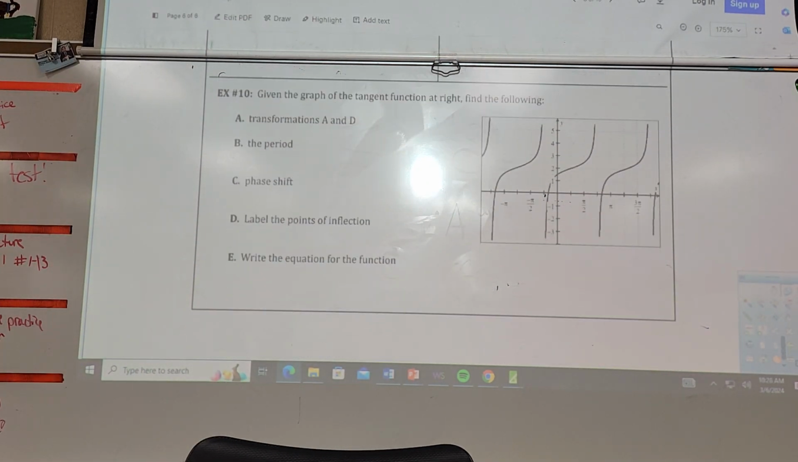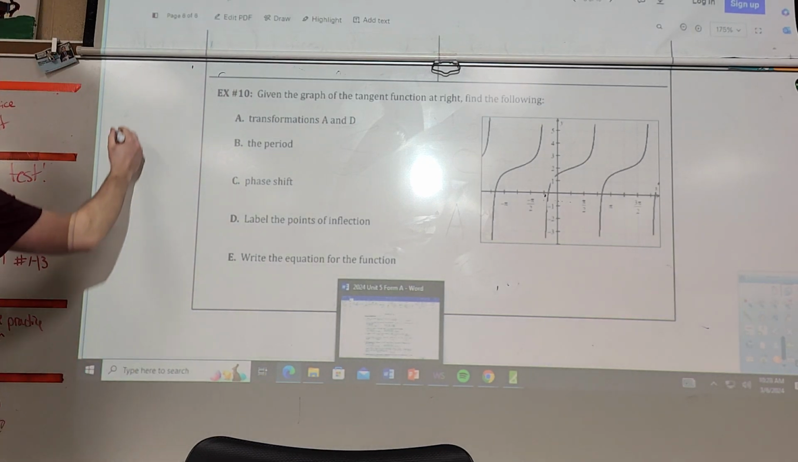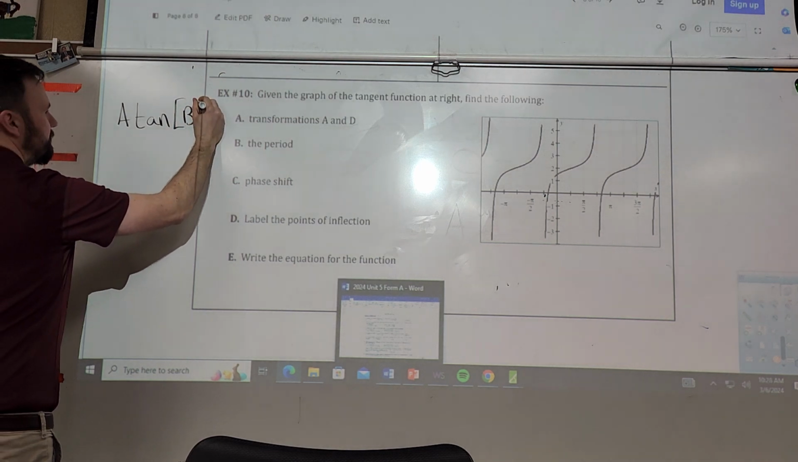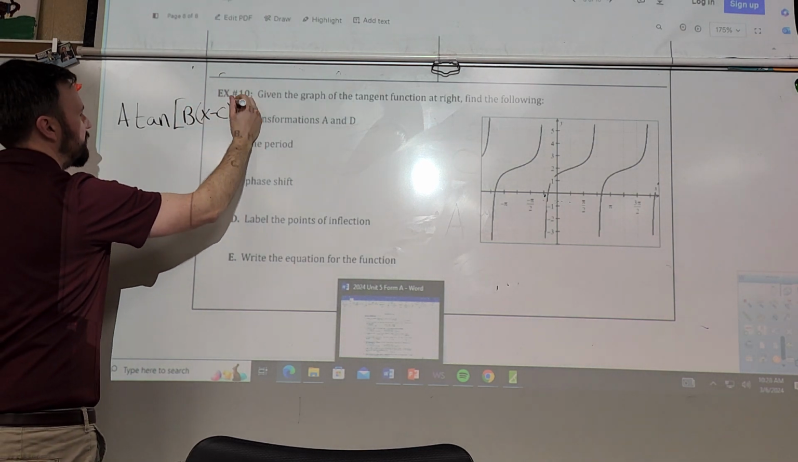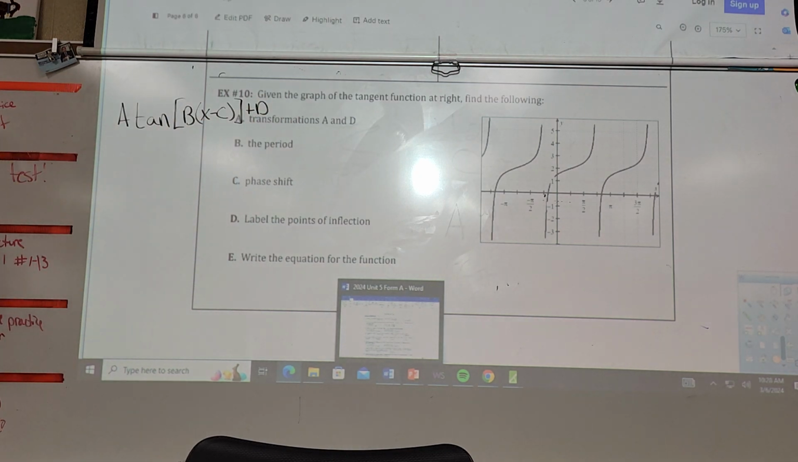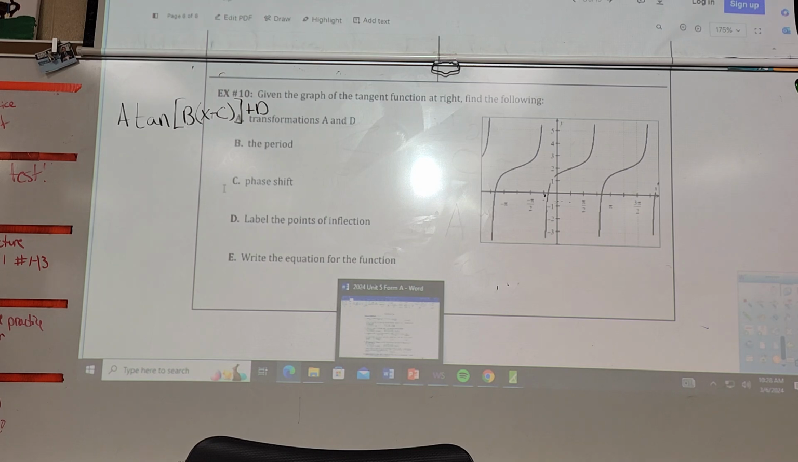All right, look at this beast. What do they mean, A and D? Remember, I write this all the time. Guys, remember, B has to be on the outside of those parentheses for x plus or minus c. You have to factor it out first so you know what the actual shift is. That was one of the number one mistakes made.